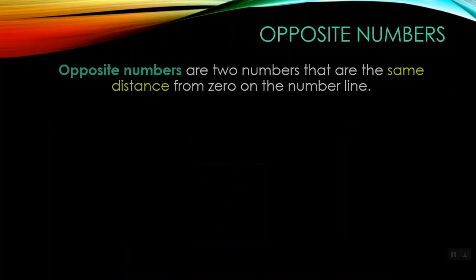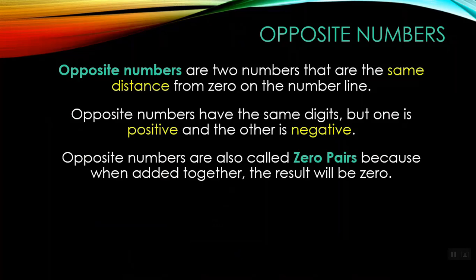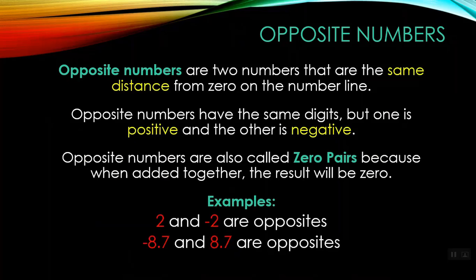All right, opposite numbers, opposites. Opposite numbers are two numbers that are the same distance from 0 on the number line. So opposite numbers have the same exact digits, but one is positive and the other is negative. Opposite numbers are also called zero pairs because when they're added together, the result is 0. So here are a couple examples. You can see that 2 and negative 2 are opposites, same digit, one's positive, one's negative. When you add them together, they make 0.